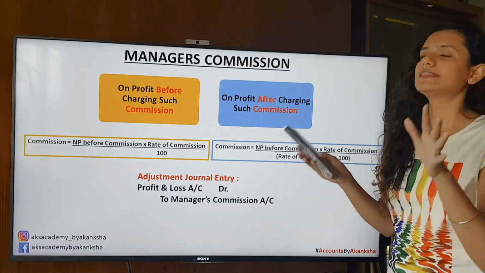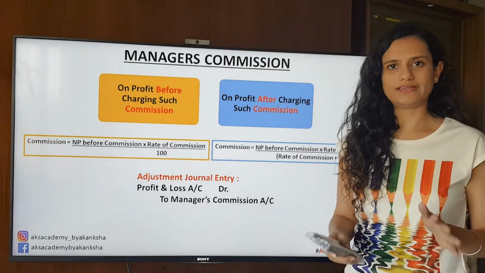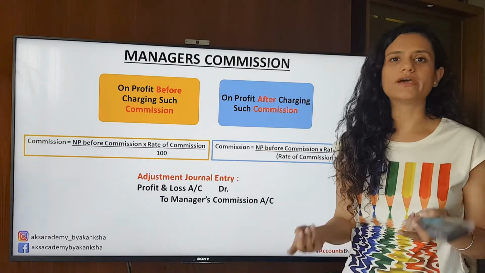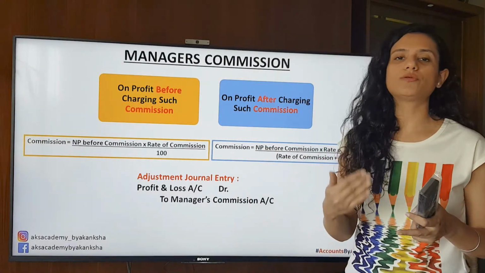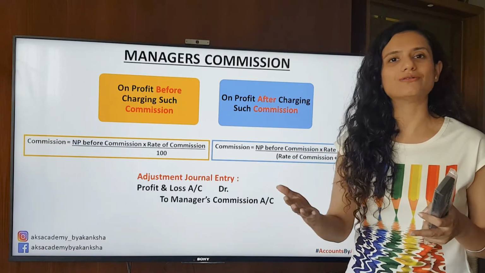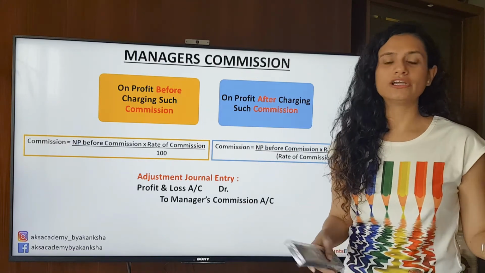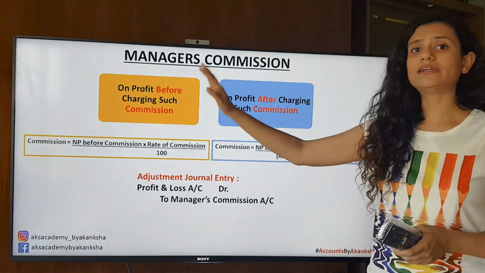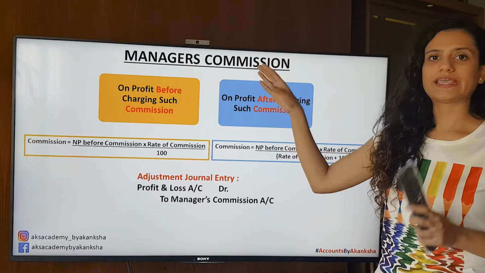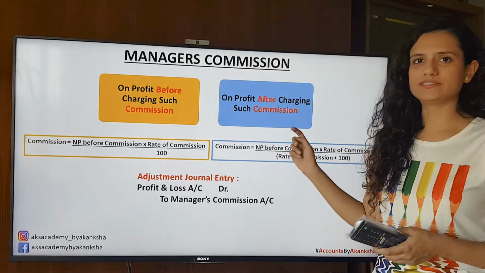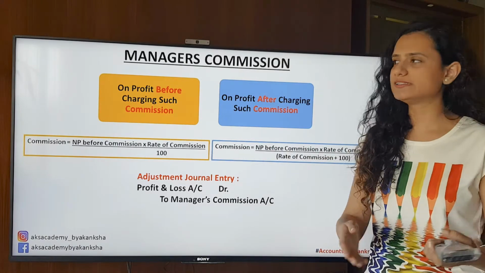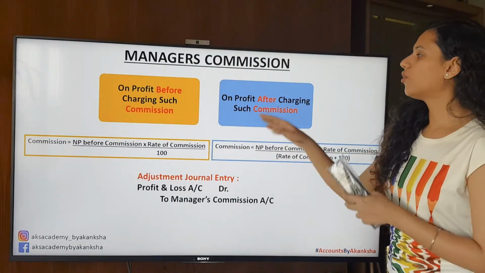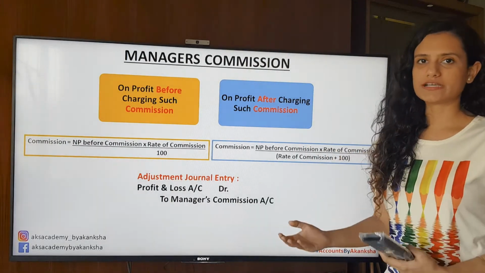The next thing that I want to discuss with you all is manager's commission. Now manager's commission is a very easy topic. Why? Because you have also done it in your profit and final accounts chapter in 11th standard. So let us do a quick revision of what has already been done. Now manager's commission can be found in two ways or can be asked in two ways. One, on profit before charging such commission and on profit after charging such commission.